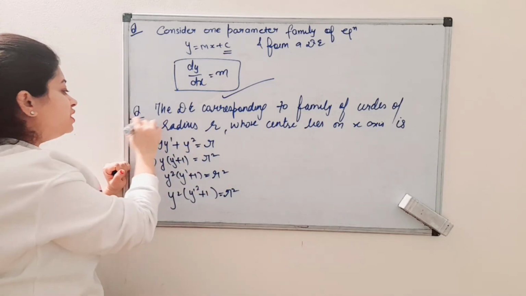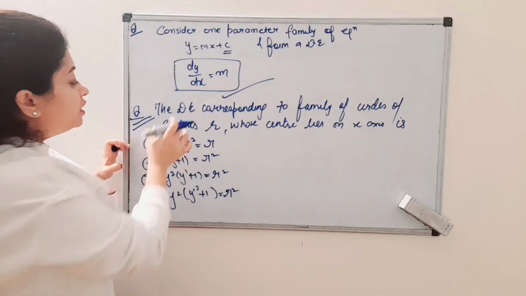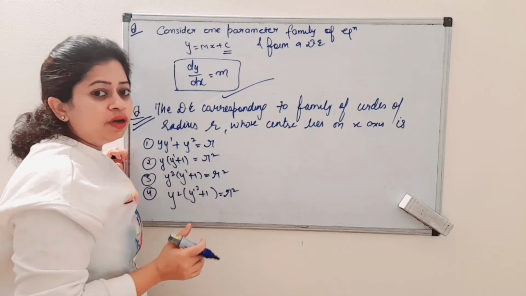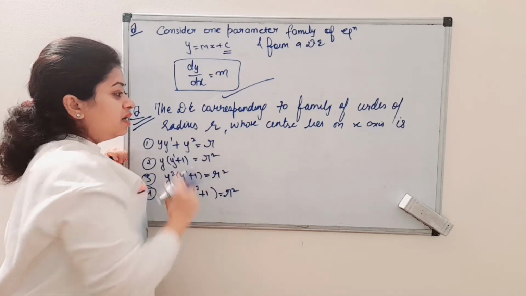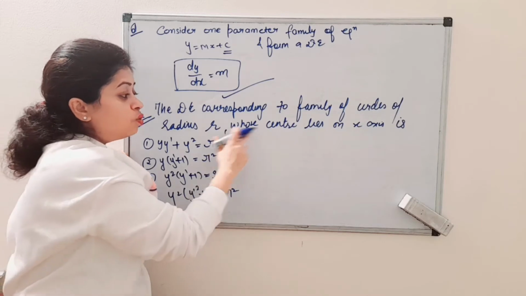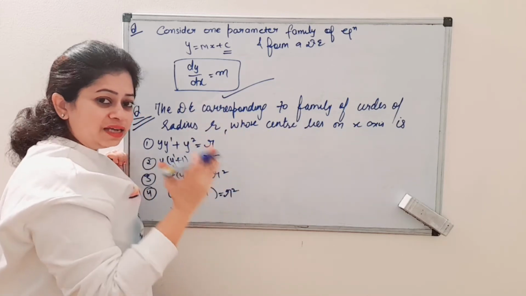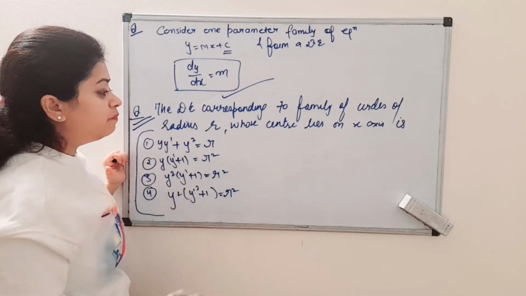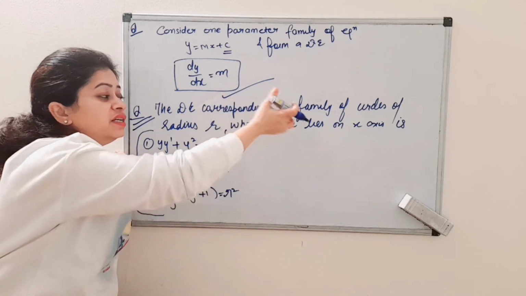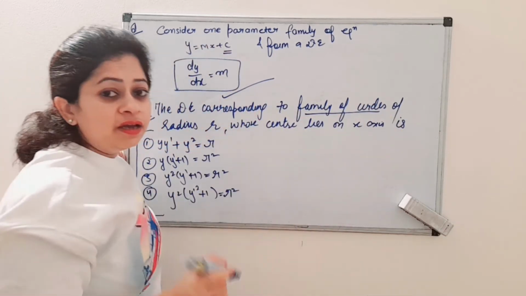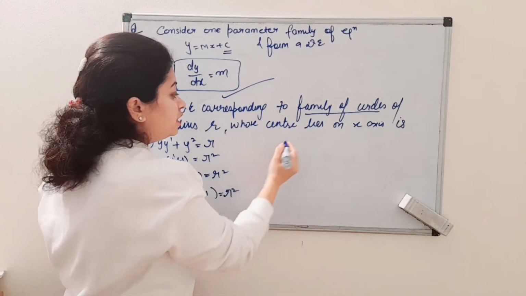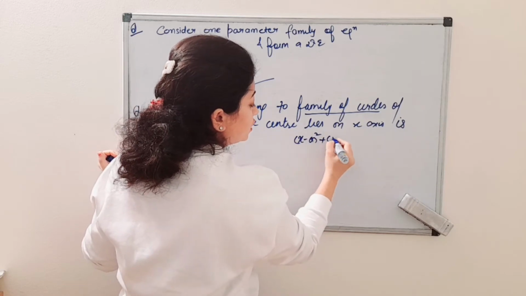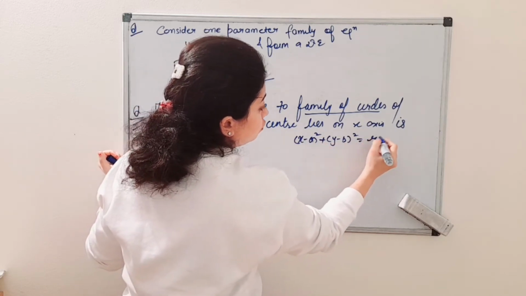Now we come to this example. See what is that? The differential equation corresponding to family of circles of radius r, the radius is r, that is fixed, whose center lies on x-axis. Like we need to form the differential equation, we need to choose the option. So first of all we will make this family of circles into a family of curves. What will be that equation? They are saying this is a circle. What is the equation of circle? (x minus a) square plus (y minus b) square equal to r square.